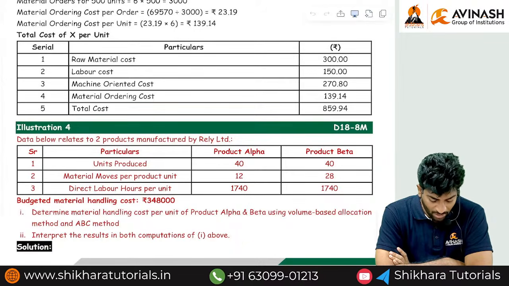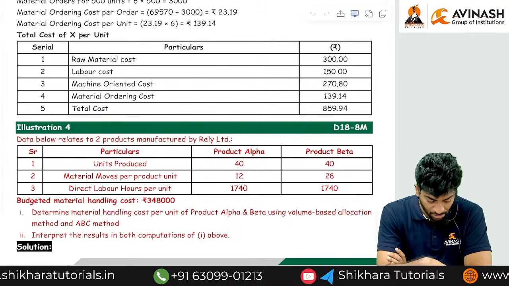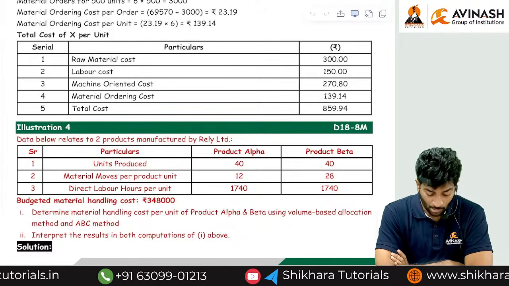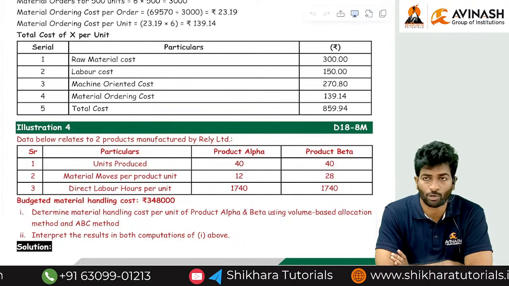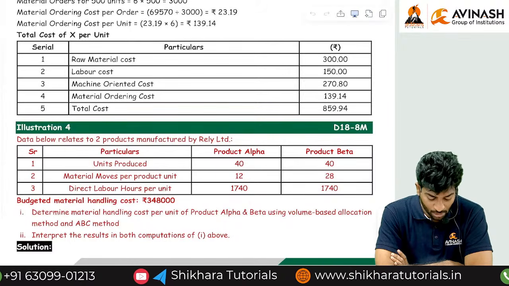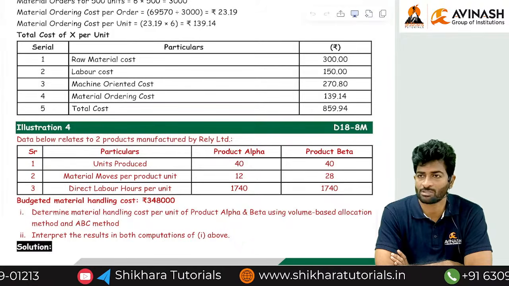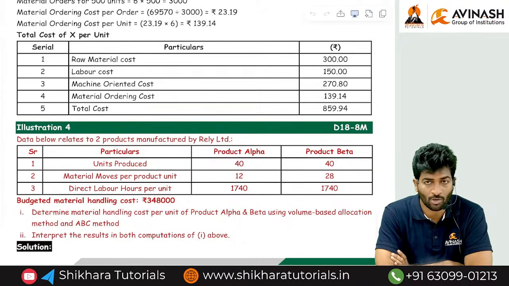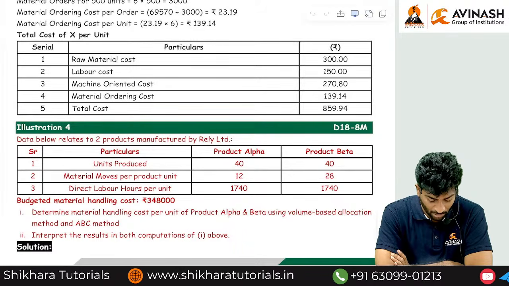Determine material handling cost per unit of product alpha and beta using volume based allocation method and ABC method. Volume based. See, in this problem, we have labor hours information given, right? 1740 labor hours per 1 unit of finished good and 1740 labor hours per 1 unit of beta. So they are asking us to allocate this overhead based on volume. So again, this volume is nothing but based on labor hours, and the other one based on ABC method. Okay. Now interpret the results in both computations of one above.